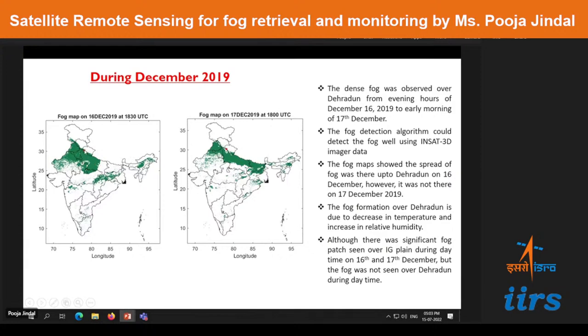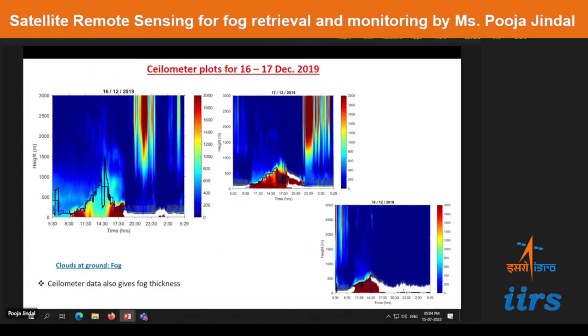This red dot corresponds to the Dehradun area. If you see here, the fog is there. This green part is the foggy area. So this fog is there on 16 December. The fog was also detected on 17 December. Now, whether this detection from the satellite is correct or not, for that we use a ground instrument for validation. The ground instrument that we used is basically a ceilometer. I will explain what a ceilometer is.